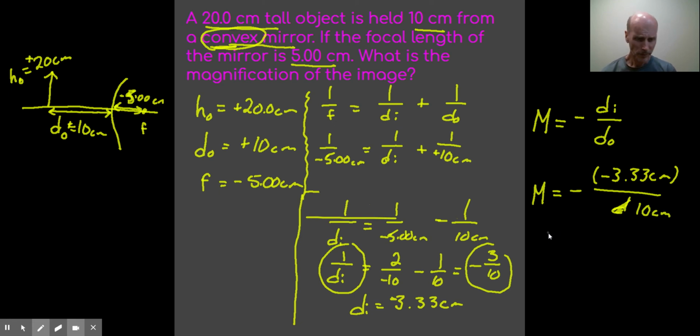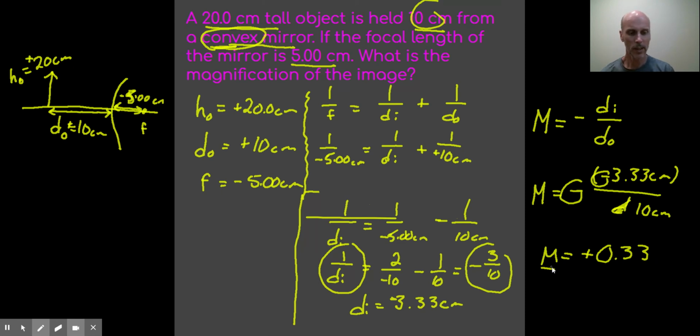All right, so the magnification is going to be positive. There's a negative here and a negative here, so those will cancel out, so we get 3.33 divided by 10. So that's going to be positive 0.33, and I think we only have 2 digits if we take a look at the 10 centimeters. So we'll call it 0.33 magnification.